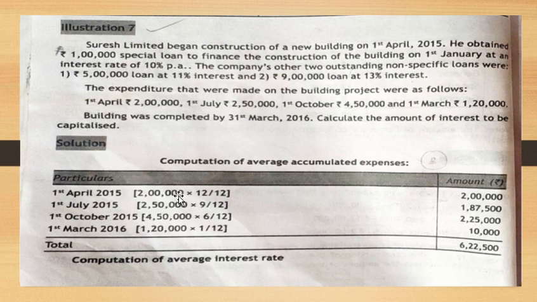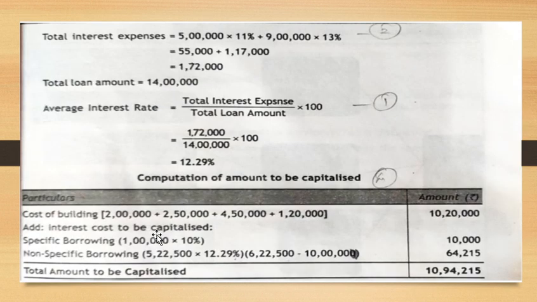So in short, what it states is this 2 lakh expenditure includes 1 lakh from the special loan which is already met. That is why we are calculating the interest for 1 lakh separately, and from this total of 6,22,000 in this calculation, it is being deducted here, because the interest for it is already charged. So we are charging here only for non-specific borrowings. So out of 6,22,500 which we have calculated, we will minus 1 lakh, which gives 5,22,500 into 12.29.